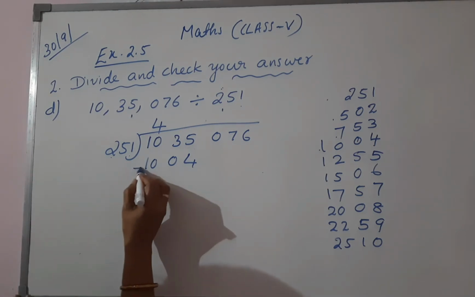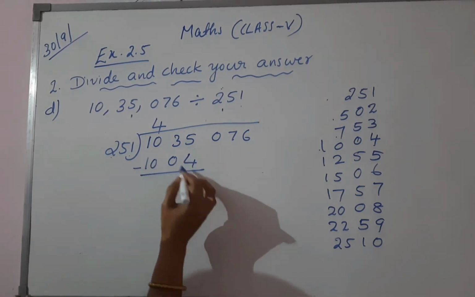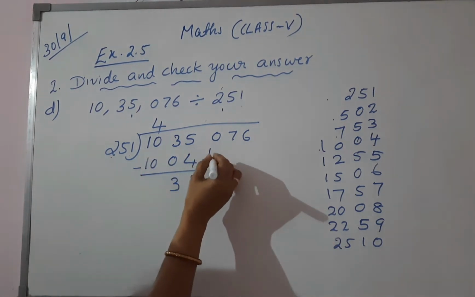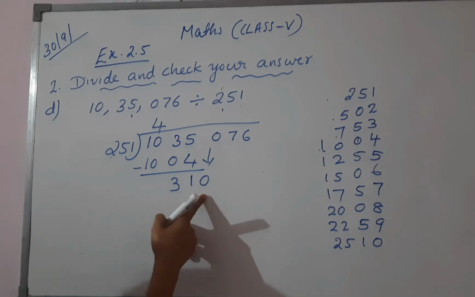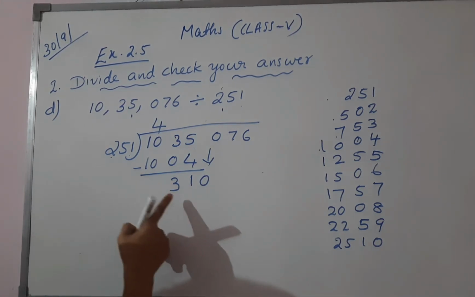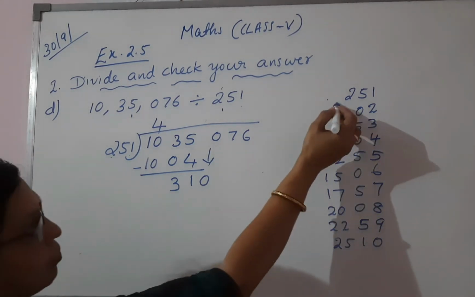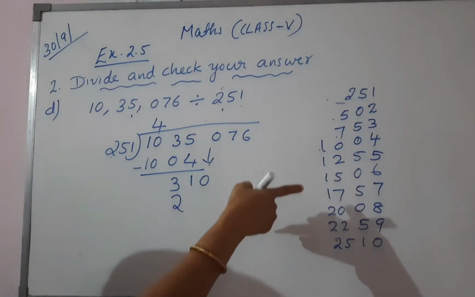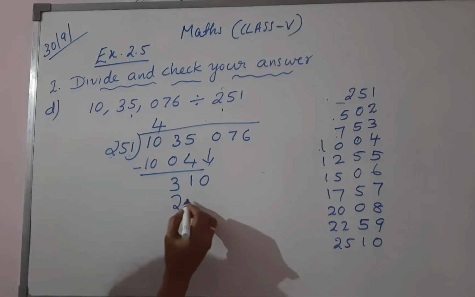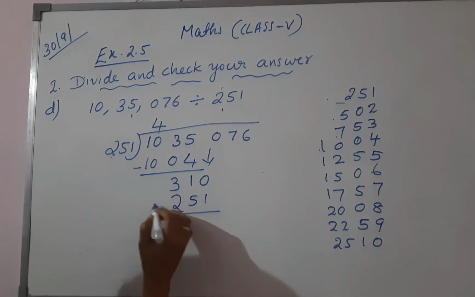Now we have to do subtraction. 5 minus 4 is equal to 1. 3 minus 0, 3. Here 0 will come. Bring down 0. 310. 251 here. So 251, how many times in 310? Only one time. You can take 251. Next is 502. 502 is greater than 310. So we can write here 251. Now we should do subtraction.